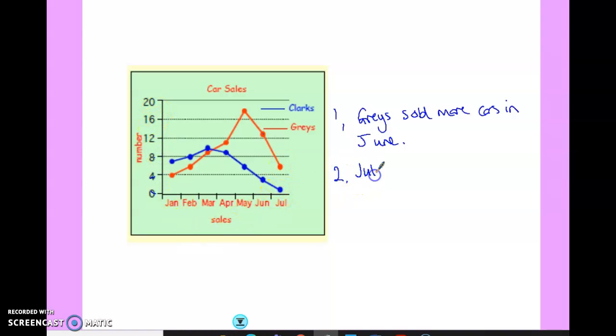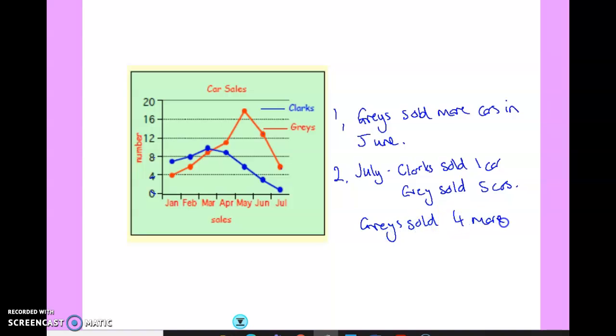Right, so we're looking at July. So in July, Clark's, right down here. So Clark's sold one car. And Gray's is up here. It's not quite halfway. So Gray's sold 5 cars. So Gray's sold 4 more cars in July.